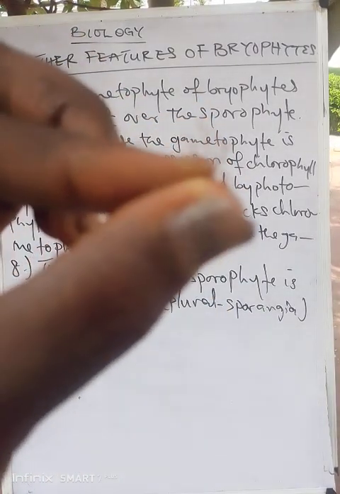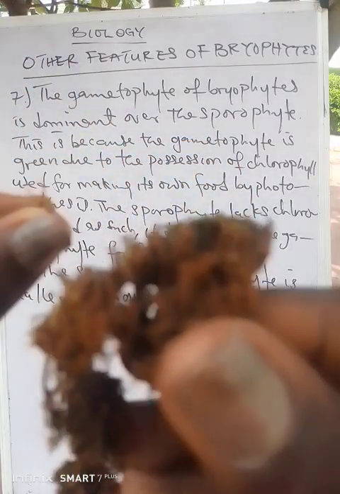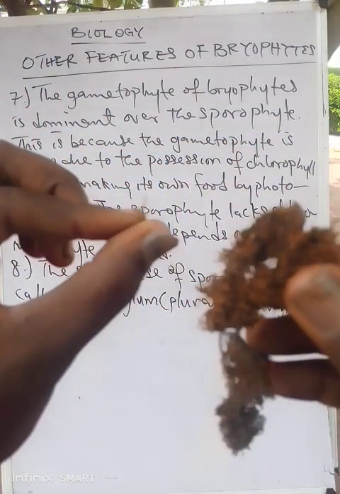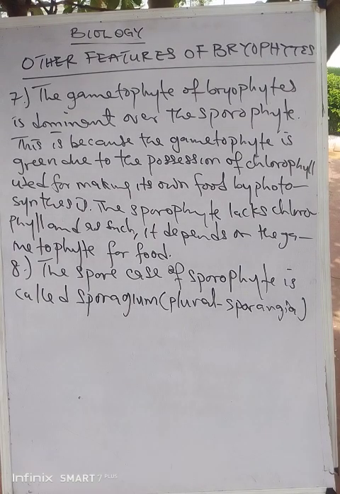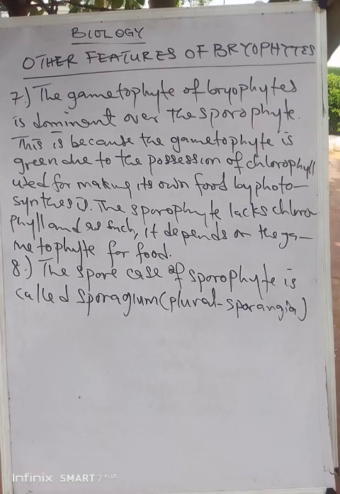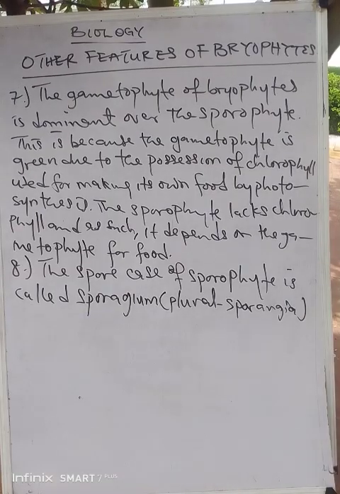It has tiny leaves. So that is a moss plant. These are the gametophyte, you can see. This is one, two, three. So these are the sporophyte. Look at them, look at their head. These are the spore case, called the sporangium.